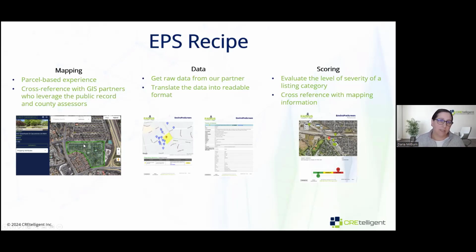So we cross-reference this information with GIS partners who leverage the public record and county assessor data. So there's multiple ways to select your parcel using our system. You can do it via APN, you can enter an address, or you can manually draw it. Whichever way you choose to do it, we try to provide you that parcel or that area so that we can then measure out from that boundary.